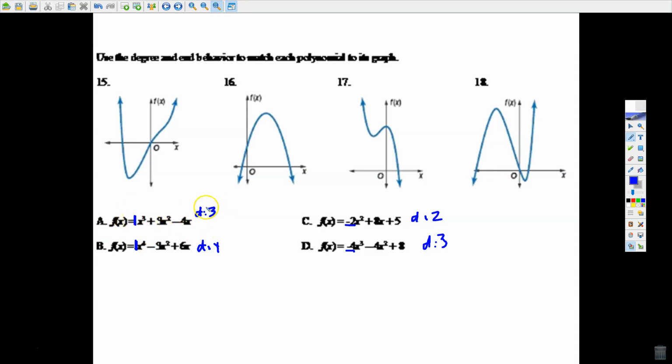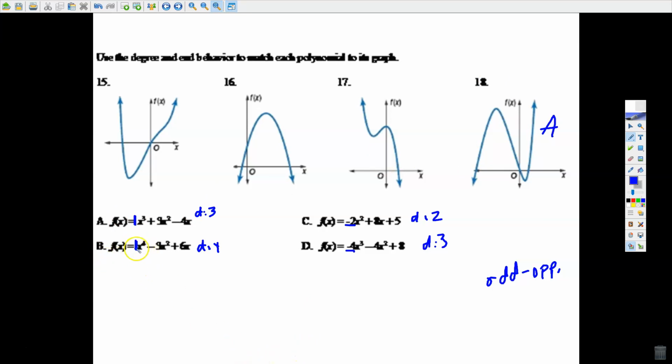And since the degree is odd, 3 is an odd number, then it should do, just remember, odd opposite. Odd degree, then it should do the opposite on the left side. So if it goes up on the right, according to this, it should go down on the left. All right, and there's only one graph that does that. This one goes up on the right, down on the left. So I'm going to put the letter A for number 18.